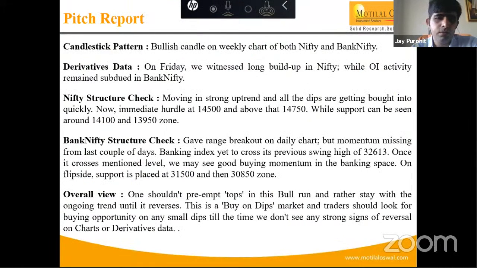Okay, now on the downside, the support for Bank Nifty is placed around 31,500 and below that 30,850 levels. Now, if we look at the overall view on the Nifty and Bank Nifty, looking at the technical chart as well as derivative data, I can clearly say that one should not preempt tops in this bull market.